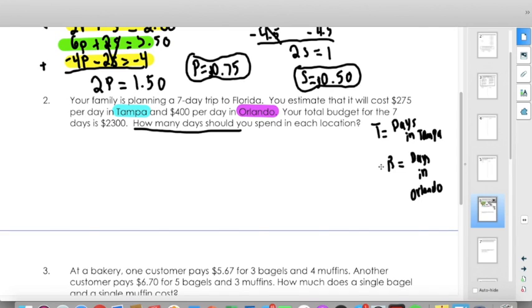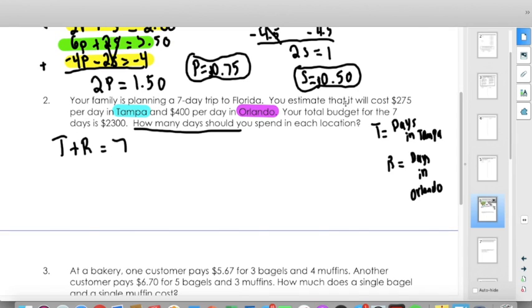So let's set up my first system. We're planning a 7-day trip in Florida. So we're going to spend 7 days in Florida. We just don't know how many days in Tampa and how many in Orlando. So my first equation is going to be T plus R equals 7, because T and R represent days in Tampa and in Orlando. I just don't know how many of each. So that's my first equation.